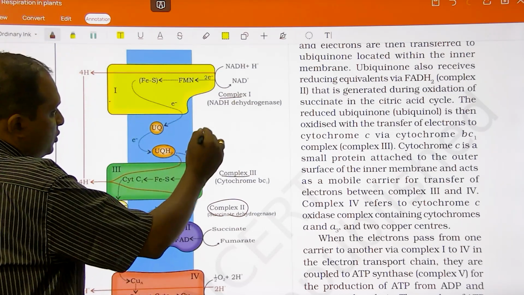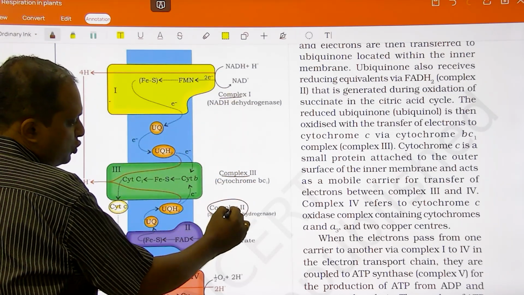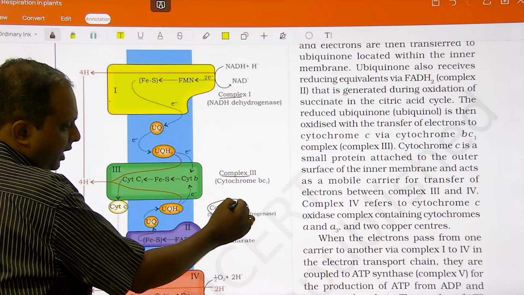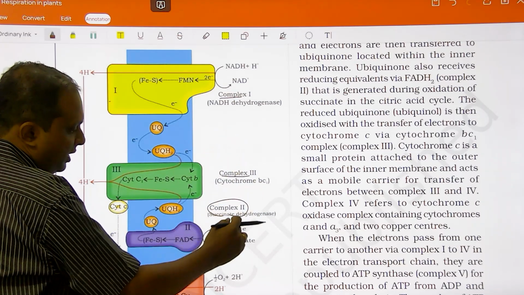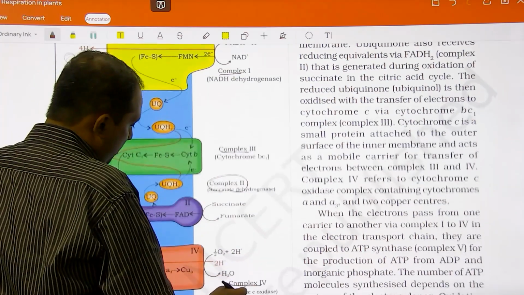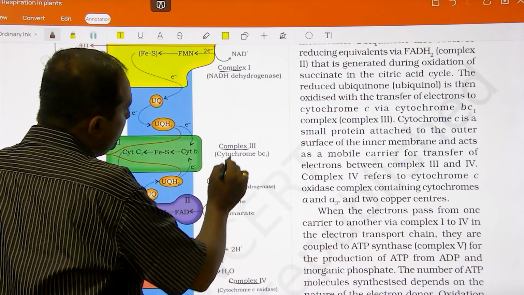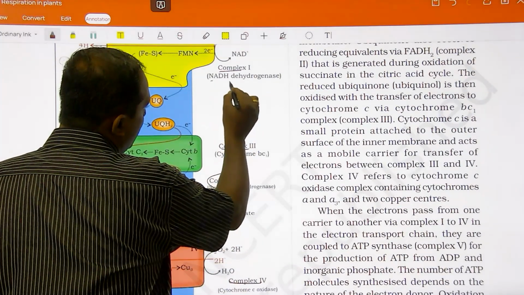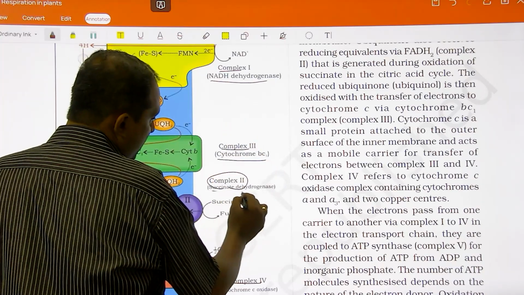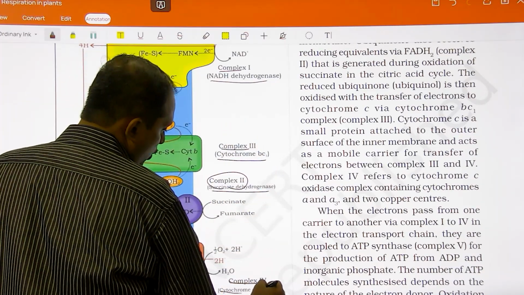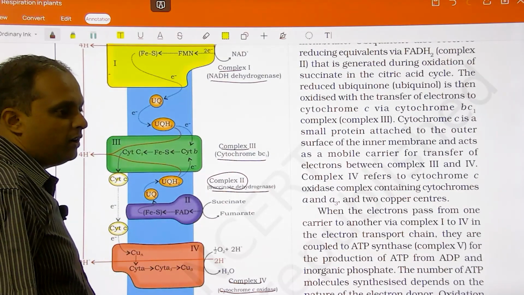In short, it is going to have complex 1, this is complex 2 here, this is complex 3. I can even put complex 2 here. I do not know why they have given it like this. Then you have complex 4. Each complex has a name: NADH dehydrogenase, cytochrome b-c1, succinate dehydrogenase, then cytochrome C oxidase. So each complex has its own name.